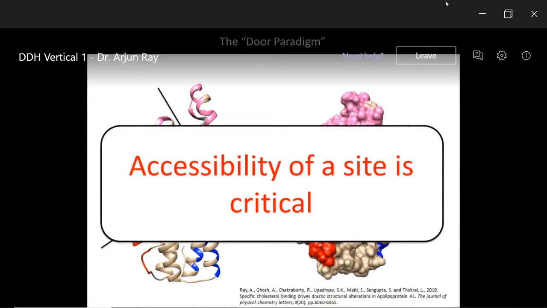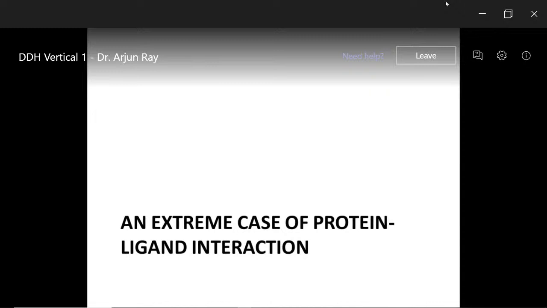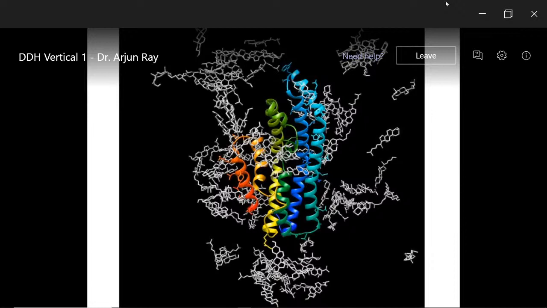Now, shifting gears here, I would like to take you all on an extreme case of a protein ligand interaction. Here, we have a biological molecule known as ApoA1. Again, the protein name doesn't matter, which has all these ligands around it. Here, in this case, they are cholesterols. What we are going to see is how the cholesterol interacts with this protein, which would be a classic protein ligand interaction.